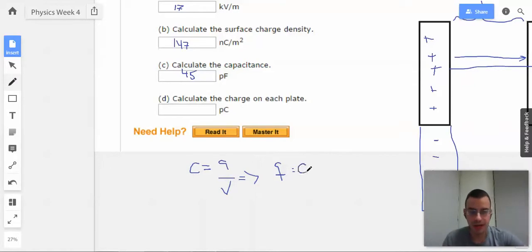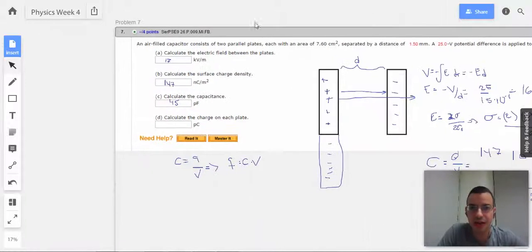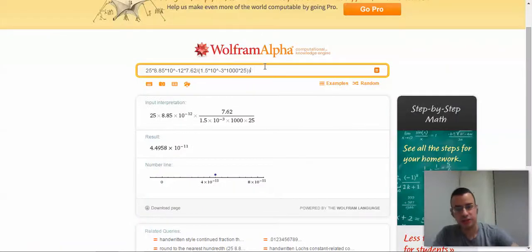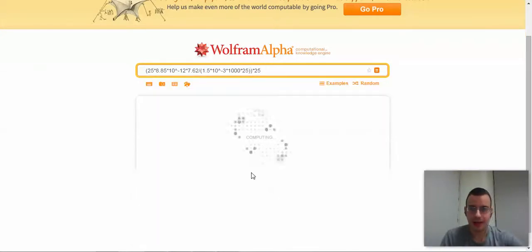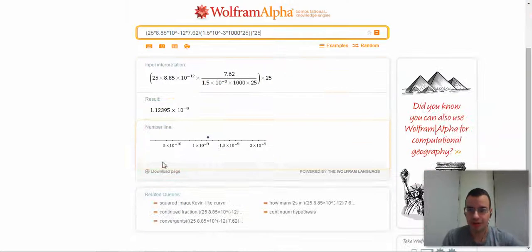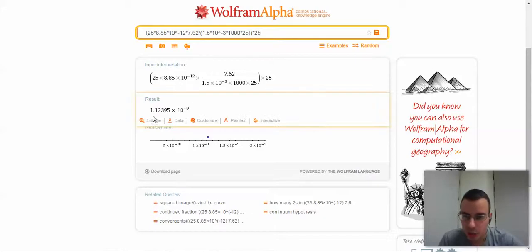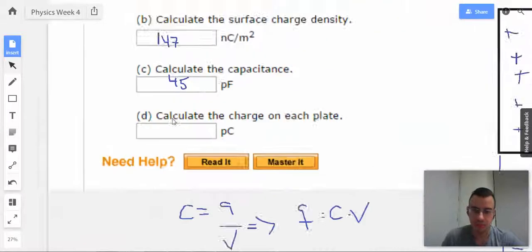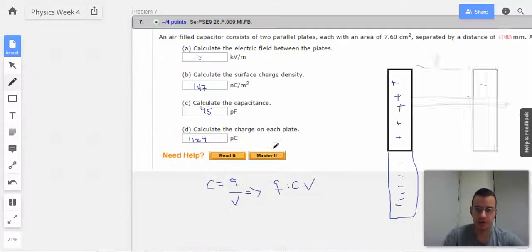Q equals capacitance times voltage. We already have the capacitance here, and we know the voltage is 25. So I'm just going to take our answer that we had from capacitance. There's probably some way to simplify this, but I don't care. I'm going to make Wolfram do extra work. All right, so we got a nano answer. Okay, so it's going to be in 1,000. 1,124 picocoulombs.